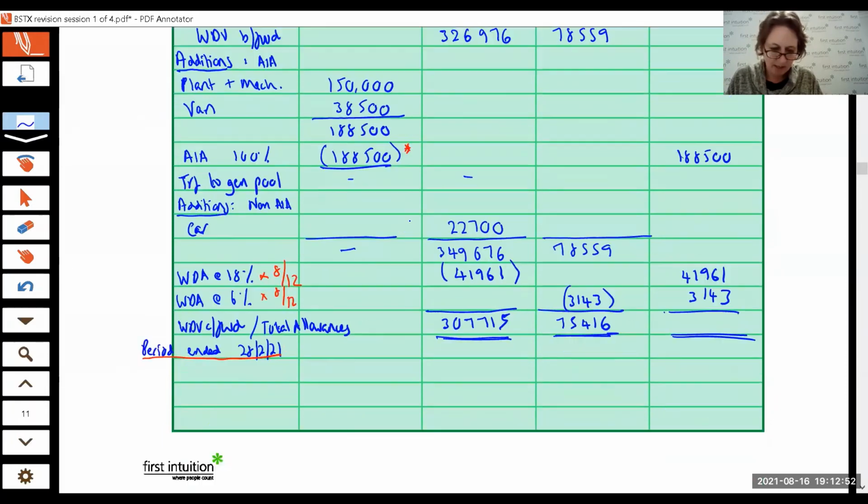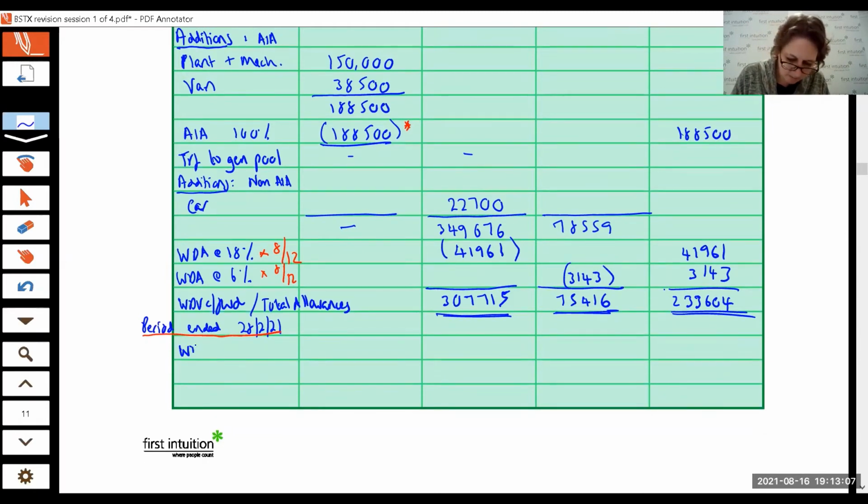So let's just add that last column up, because we've actually got to the end of that period. We've claimed the allowances. That period's finished off, and I'm on to my next one. And the written down value carried forward just gets brought down now into this new period, and I start all over again.